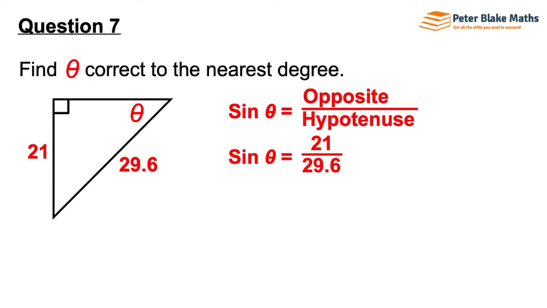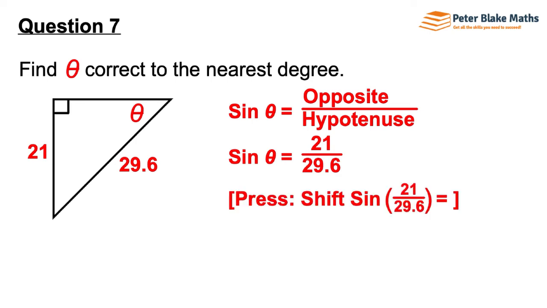Now carefully here we have to remember to press shift. We'll press shift sine, and in brackets we'll put a fraction in, 21 over 29.6. We'll have another bracket and then press equals. So unless you remember to press shift in this process when you're finding an angle, you'll get a strange answer, usually an extremely small angle of 0 degrees something or other, and that's a little bit of a warning sign that you've forgotten to press shift if you get a ridiculously small angle as your answer.